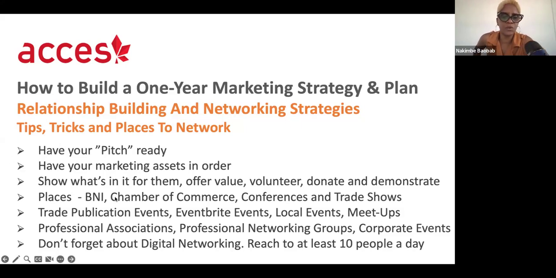Chamber of Commerce is a place where local businesses get together to talk about what's going on in business to make sure that the local business has a thriving economy. There are, of course, conferences, trade shows, trade publications, events. You can have online events on Eventbrite, or local events at a restaurant. Say, hey, I'm having a display of all my jewelry at XYZ bookstore. Professional associations, like if you're selling car parts, the Automobile Association might have events.